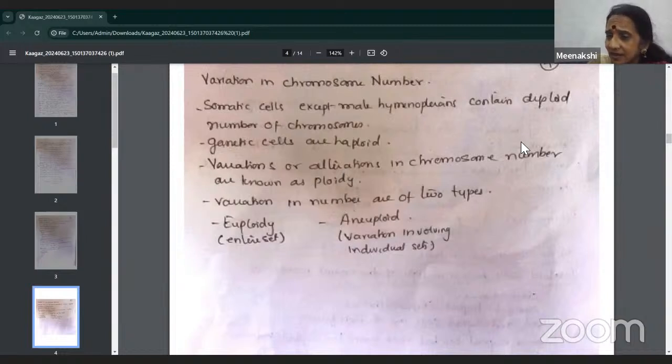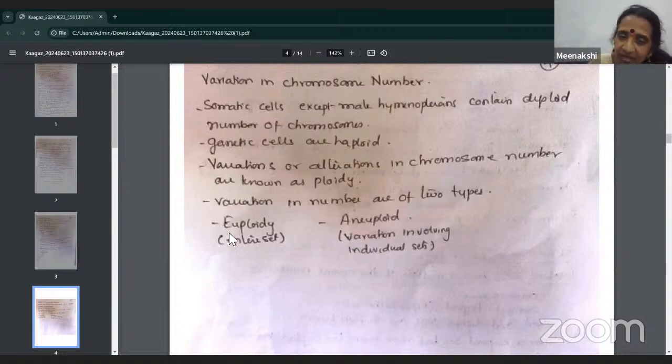Now, any variation that is occurring in the chromosome number is called ploidy. If there are changes in the structure, we know that there will be deletion, insertion, translocation or duplication. But if there is a change in the number of the chromosome, then that phenomenon is called ploidy.